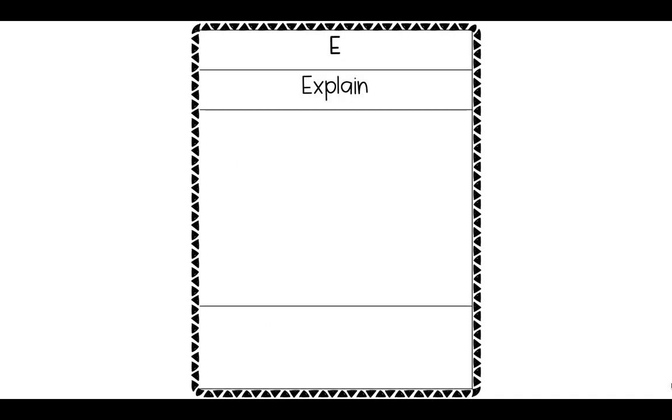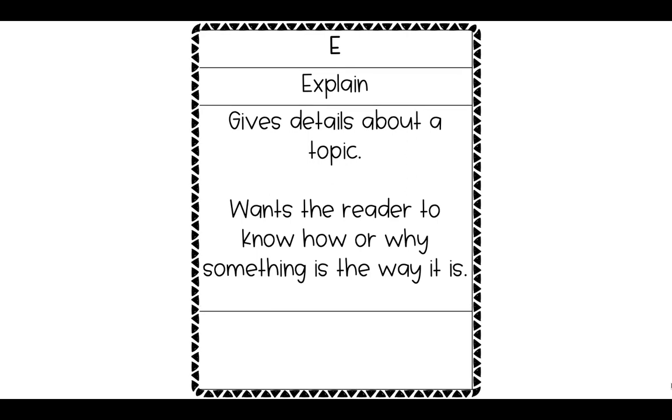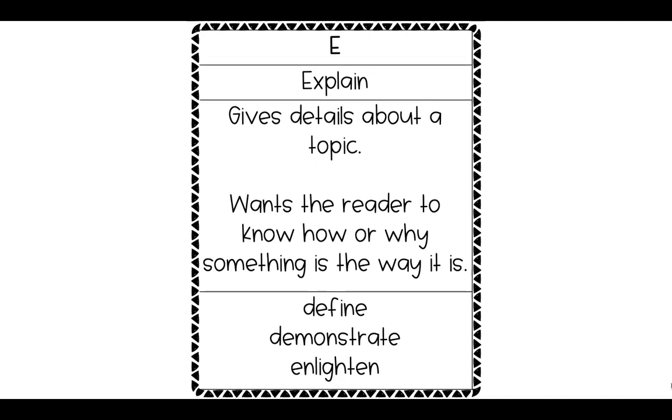The next one is E for explain. This is very similar to inform, but they're giving you details about the topic, and they want the reader to know how or why something is the way it is. This is why it's called explain. They're not just giving you straight out information, but they're explaining why it's like that, how something happened. Some synonyms for that are to define, to demonstrate, or to enlighten. All of those mean explain.